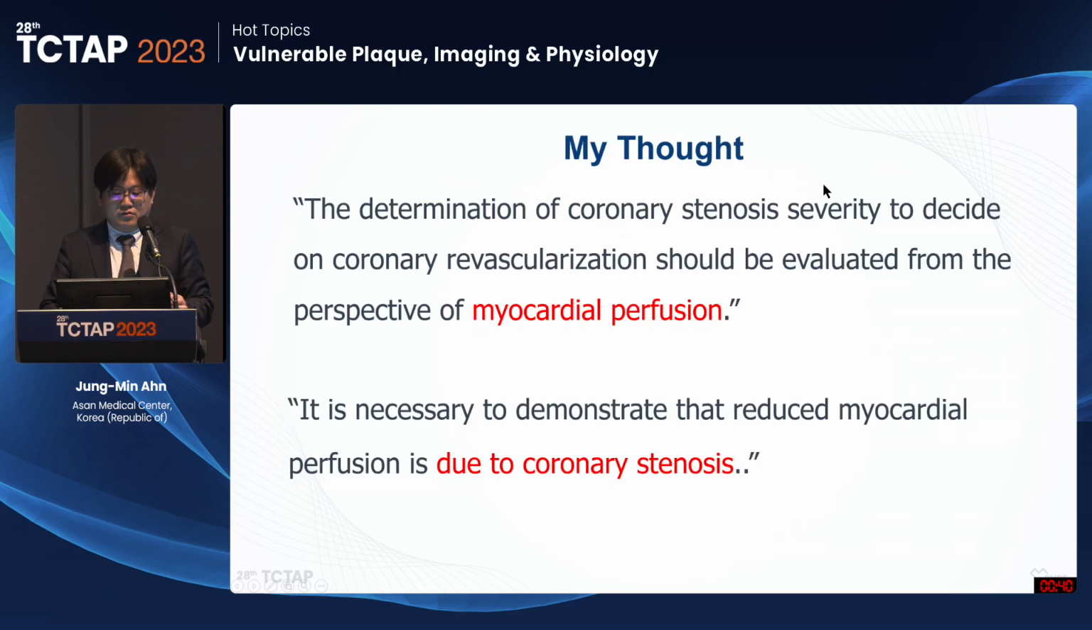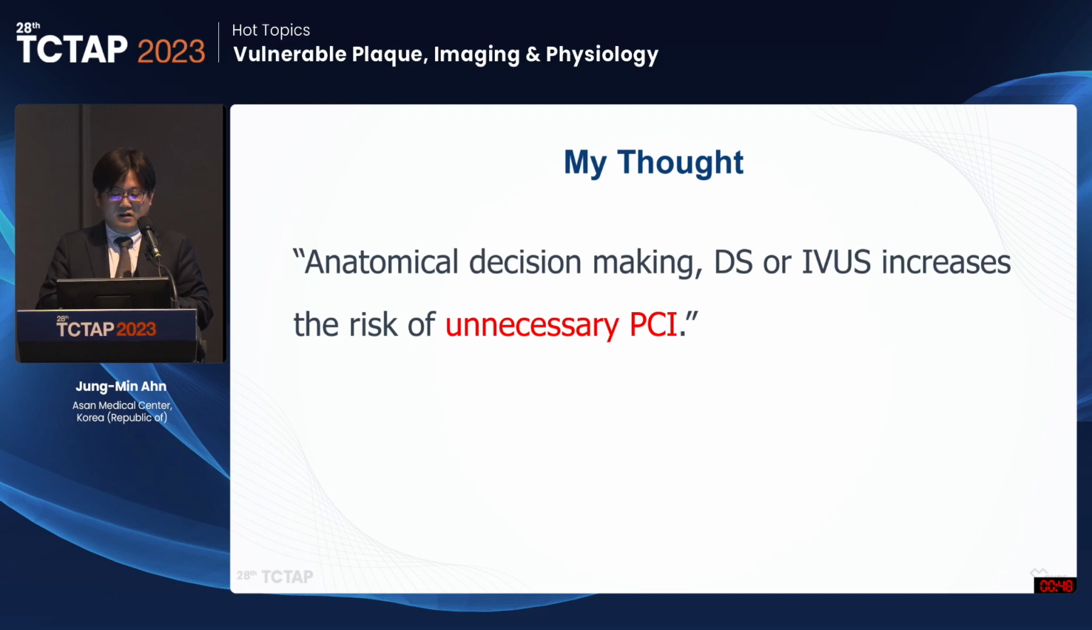So this is my thought. We have to think about the myocardial perfusion and specific to the stenosis. In addition, anatomical decision-making, diameter stenosis or IVUS, increases the risk of unnecessary PCI. Thank you for your attention.